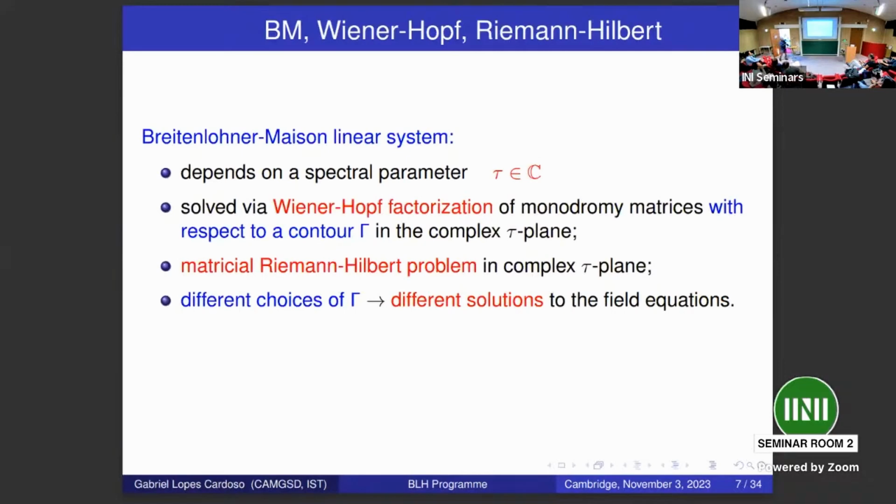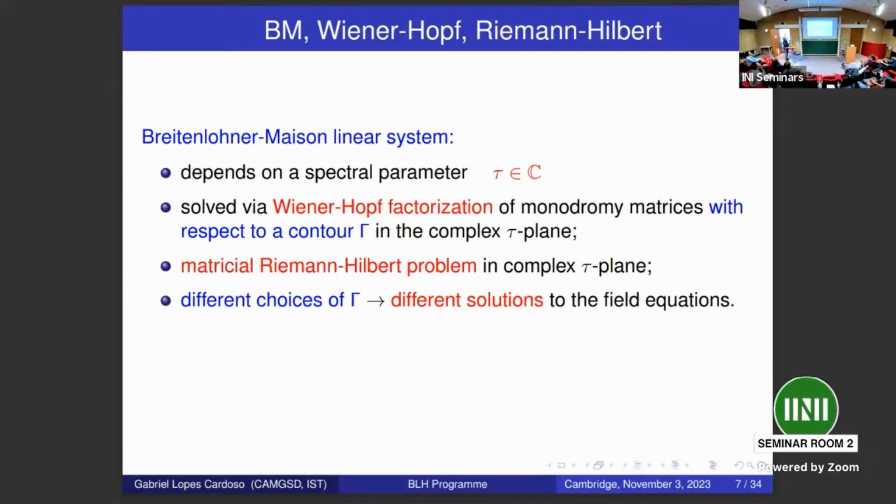But before I do so, still a few more comments here on the Breitenlohner-Maison linear system. This linear system will use a spectral parameter, which is here denoted by tau and takes values in the complex plane. The system, as I said, will be solved by Wiener-Hopf factorization of monodromy matrices, and this factorization has to be done with respect to a contour. So it doesn't make any sense to talk about factorization of monodromy matrices without specifying the contour.